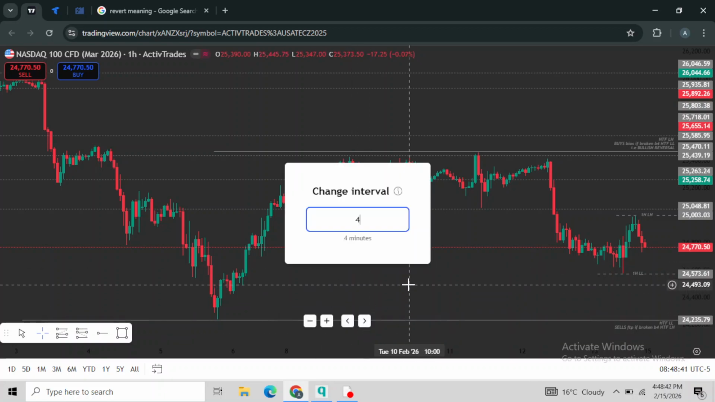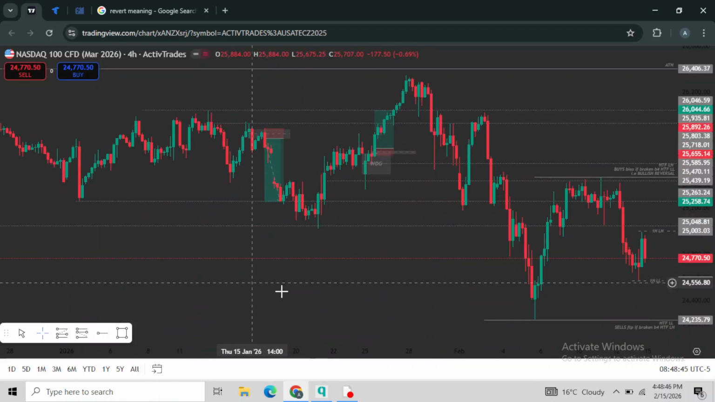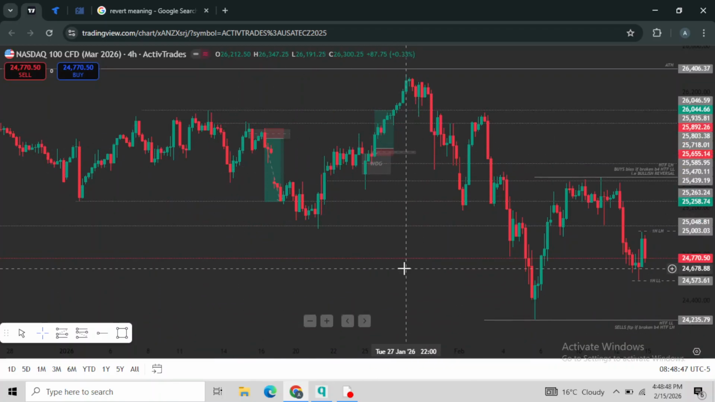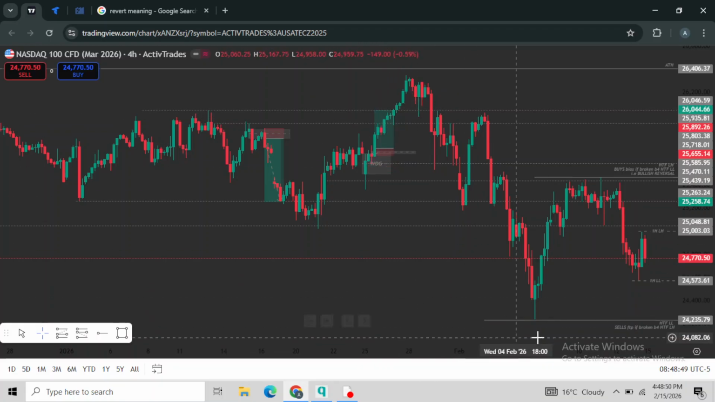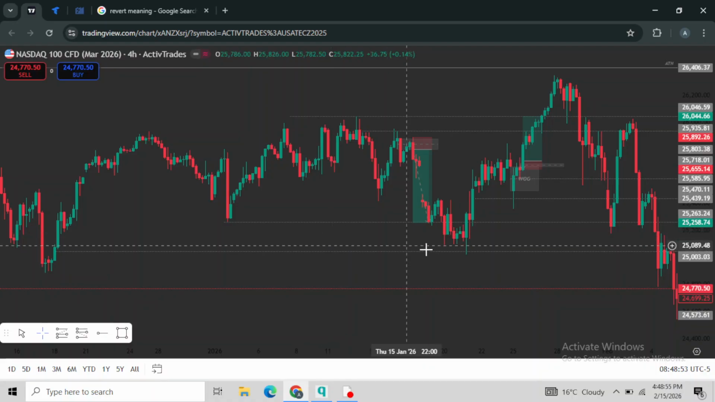Ooh, wow, 2 trades remaining. Trying to go fast. So on the 4-hour time frame, we have this.